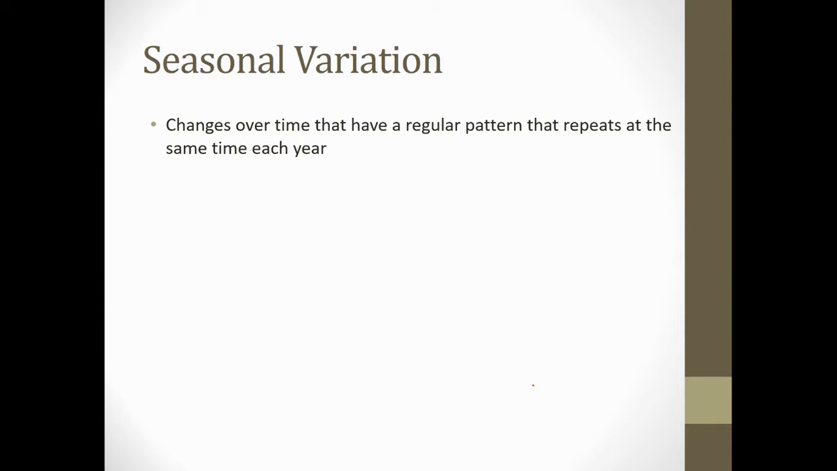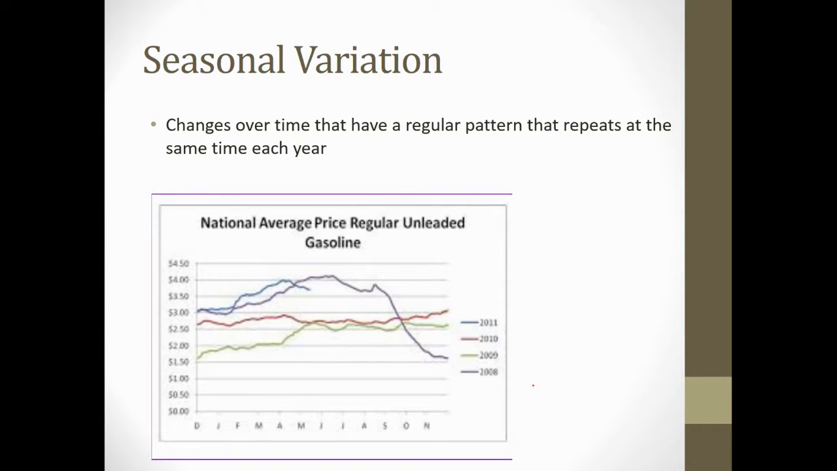Okay, changes over time that have a regular pattern that repeat at the same time each year. So if we look at our gas prices, our gas prices increase during the summer months. Every year, the summer months are June, July, August. Look at the increase in every year of gas prices, and then it goes back down when kids go back to school, and then it increases again for December for travel time, and then it goes back down while kids are in school, and then it goes back up again in the summertime while kids are out of school. There is a seasonal variation in the changes that occur in the gas prices.